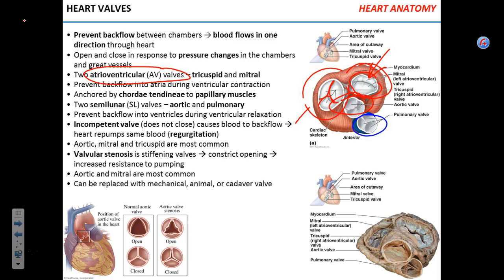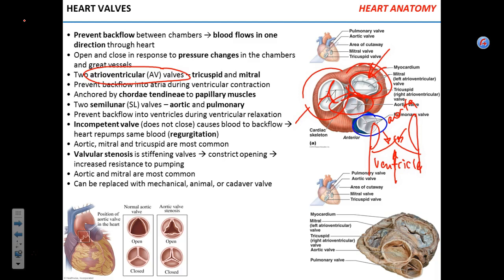These are called semilunar. If you would make a coronal section of a valve, it will look like this. So this is ventricle side, and this is, say, aorta. When pressure in the ventricle builds up, blood pushes on the valve and valve opens, and blood flows. As blood flow increases the pressure in the aorta, eventually the valve will close back. Does that make sense?